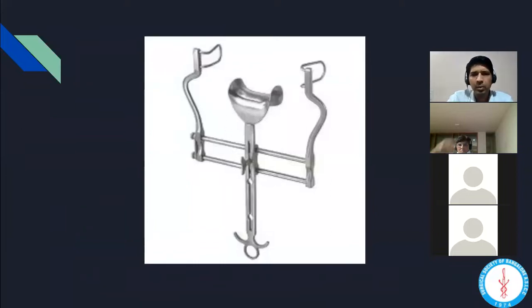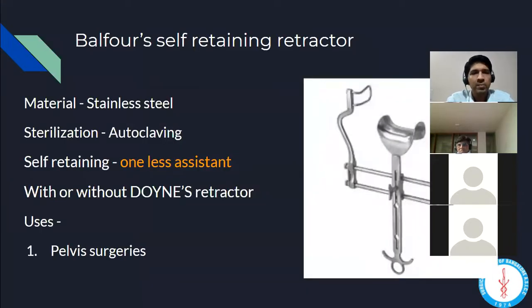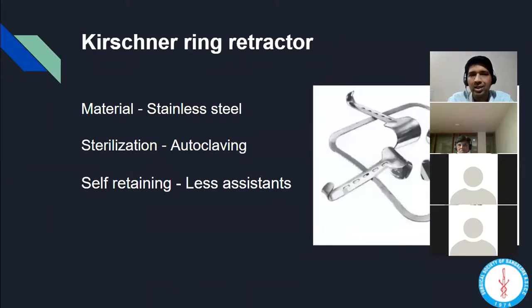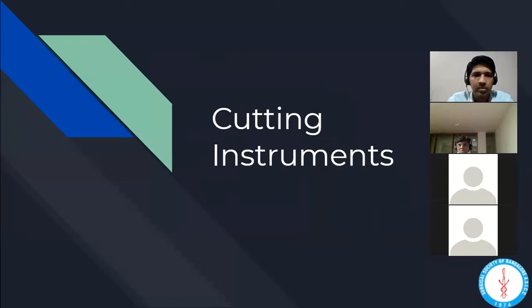Now, for theoretical purposes, you need to know about this. This is called the Balfour's self-retaining retractor. This usually comes with the Doyne's retractor. When I say self-retaining, it obviously means that you need one or two fewer assistants during the surgery. Again, you just need to know the names. This is called the Dennis Brown ring retractor, and this is called the Kirschner ring retractor.